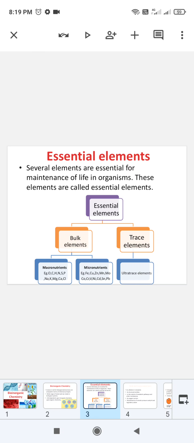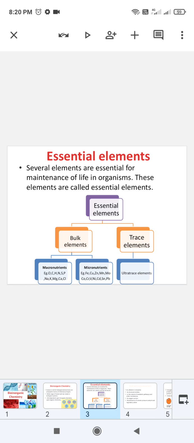So essential elements means there are several elements essential for the maintenance of life in an organism. These elements are called essential elements. The essential elements can be divided into two different types. One is bulk element, the second one is trace element. Bulk elements can again be divided into macronutrients and micronutrients.